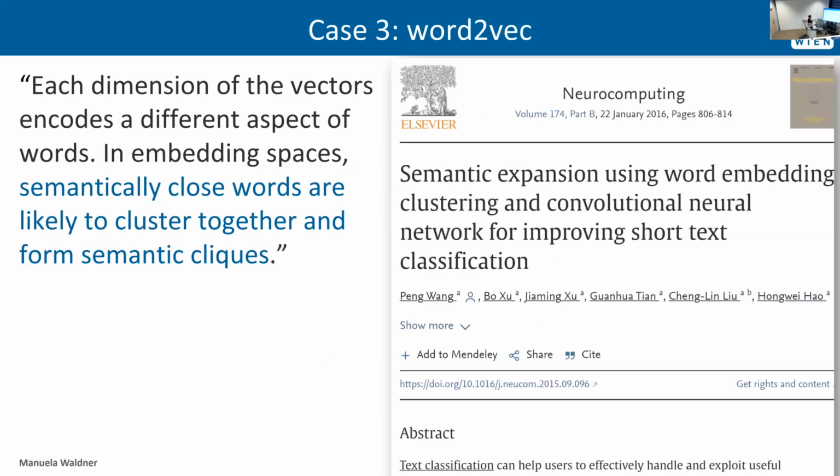And a final example. We also wanted to see, these were all classification networks and image-based examples, how does that work with words, unsupervised? We have word embeddings that are just trained without any supervision, so they try to learn the similarity to other words. One observation is that each dimension of the vectors encodes different aspects of the words, and in embedding space, semantically close words are likely to cluster together and form semantic cliques.